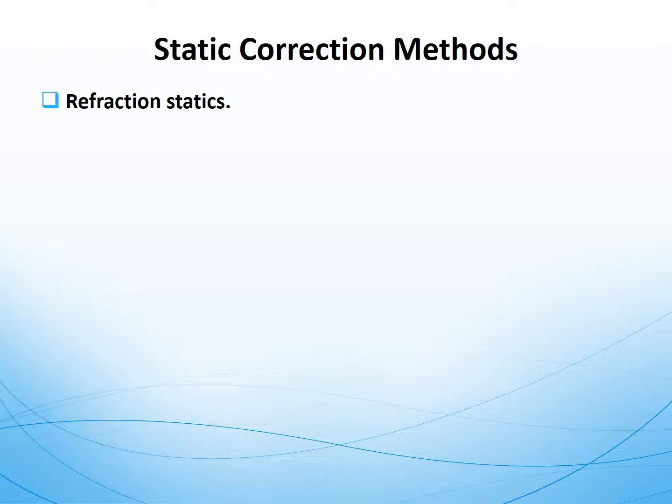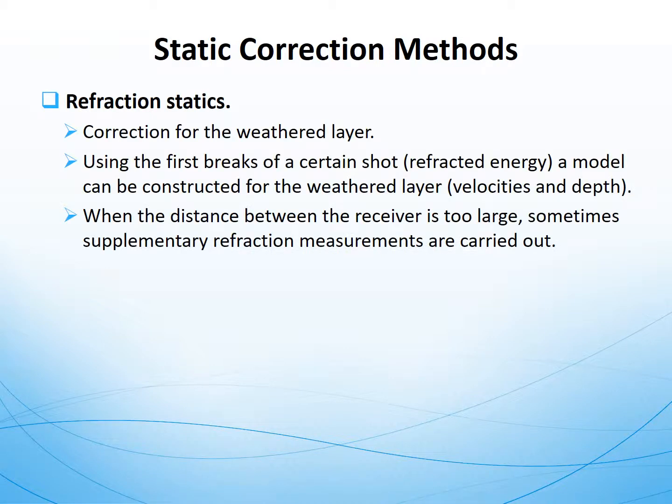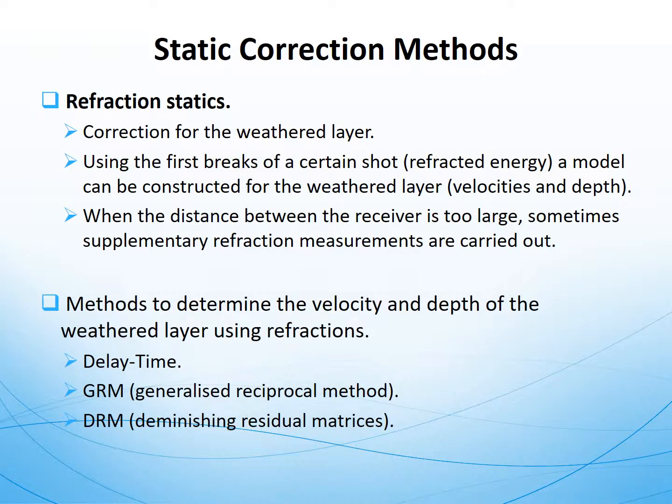Next one is by using the refraction statics, which is the correction for the weathered layer. By using the first break of a certain shot, a model can be constructed for the weathered layer in terms of the velocity and depth. When the distance between the receivers is too large, sometimes supplementary refraction measurements are carried out. Methods to determine the velocity and depth of the weathered layer are the delay time method, the generalized reciprocal method, or diminishing residual matrices, which are these three methods we already learned during the seismic methods course.